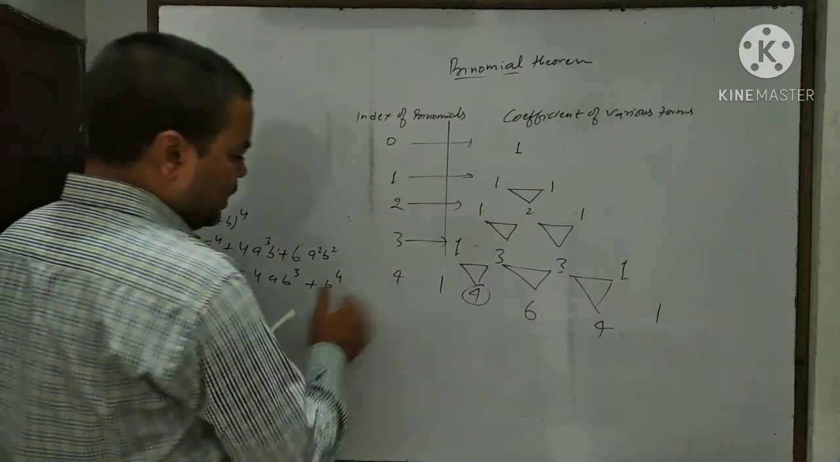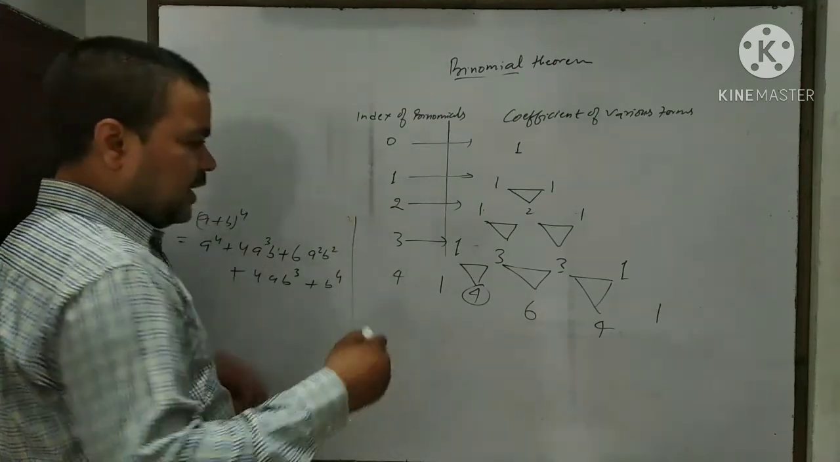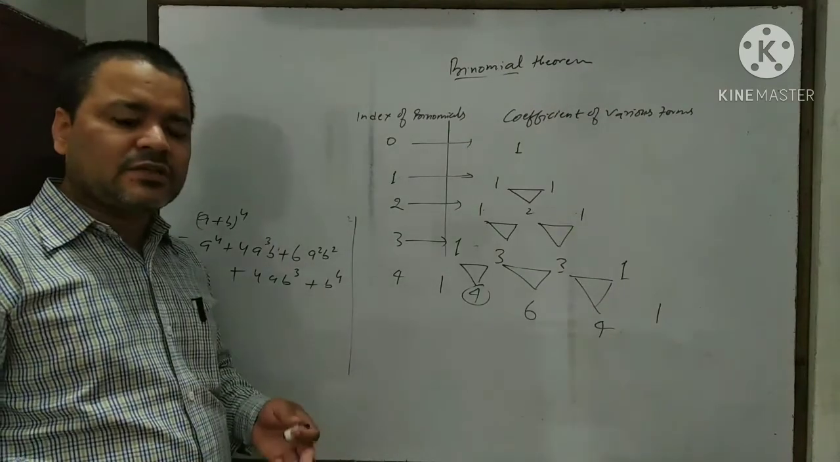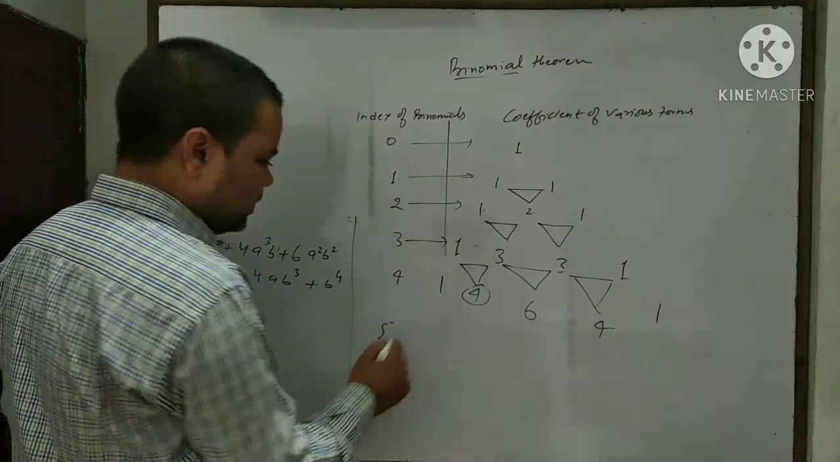Similarly, if the index, or the power, of the binomial a plus b is 5, then how do we write it?